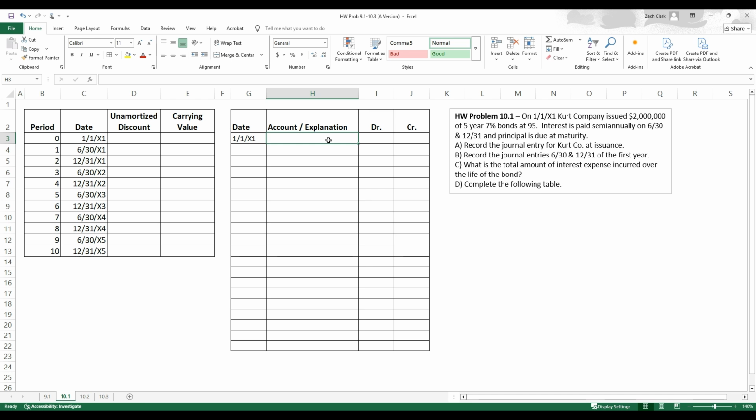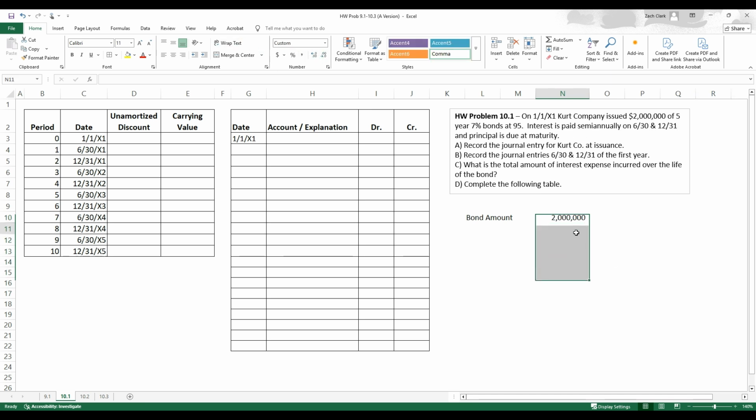But yeah, so the first thing we want to look at is we have this bond issuance, and it is at 95, right? So I'm actually going to write this out. So bond amount, we'll put in 2 million. I just want to do these calculations to make sure that you all understand. So that, as the face amount of the bond, they call it, is 2 million.